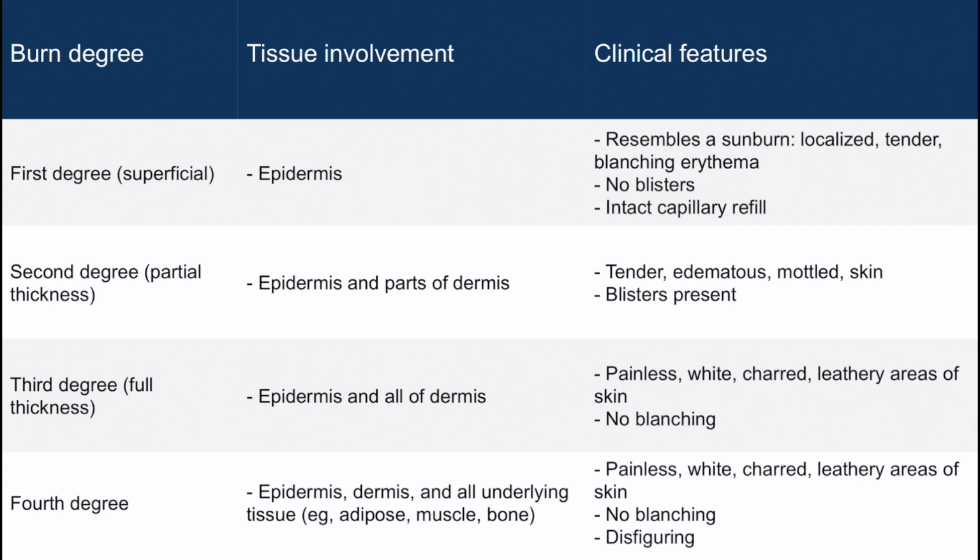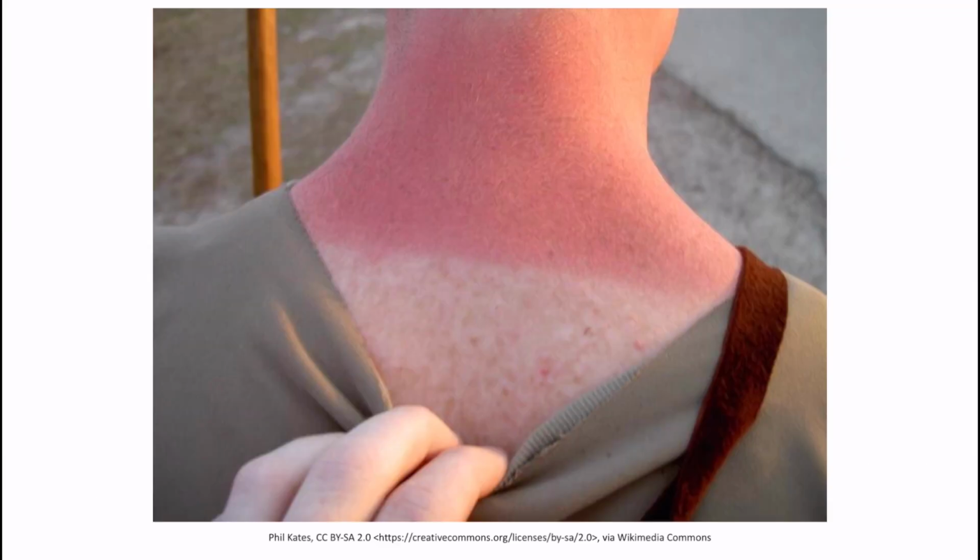When it comes to clinical features, first degree burns resemble a sunburn. That is, they appear as localized, tender, and blanching areas of erythema. Notably, first degree burns display no skin blisters and have an intact capillary refill. Here's an image depicting a sunburn or a first degree burn. Note the well-demarcated area of erythema and lack of skin blistering.